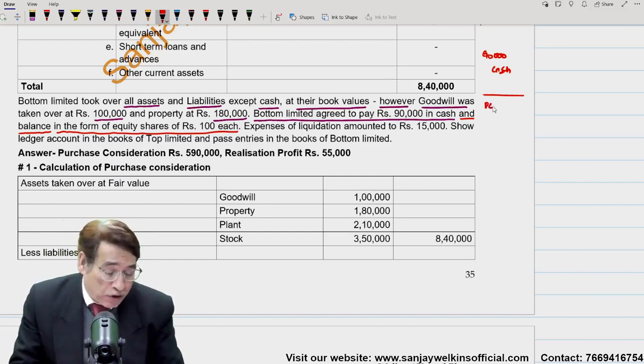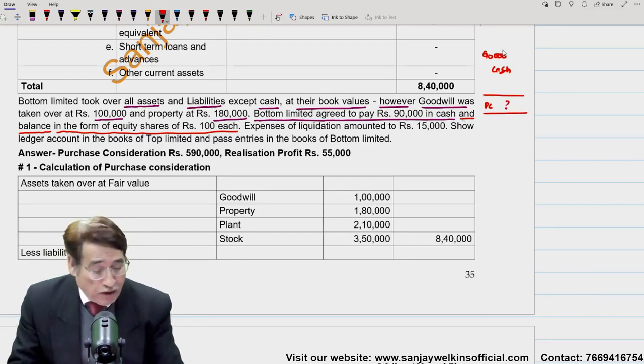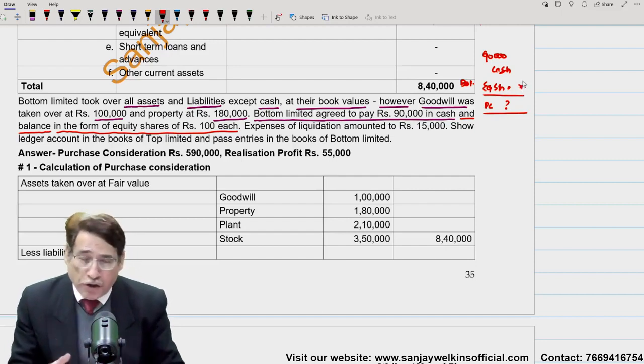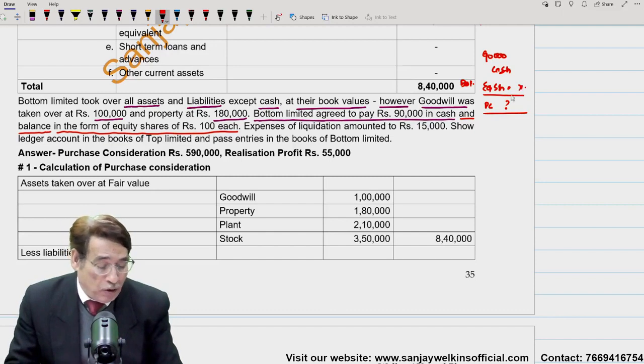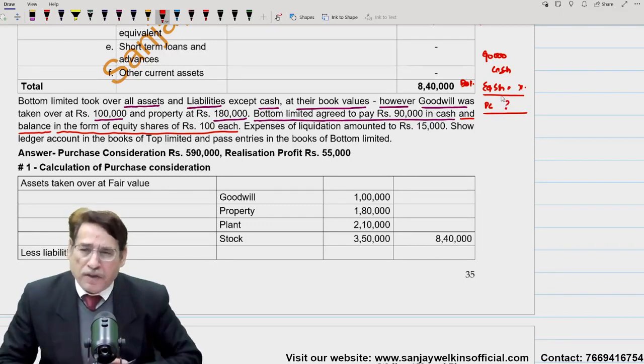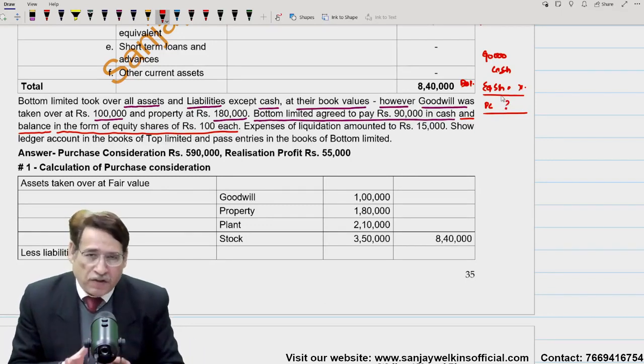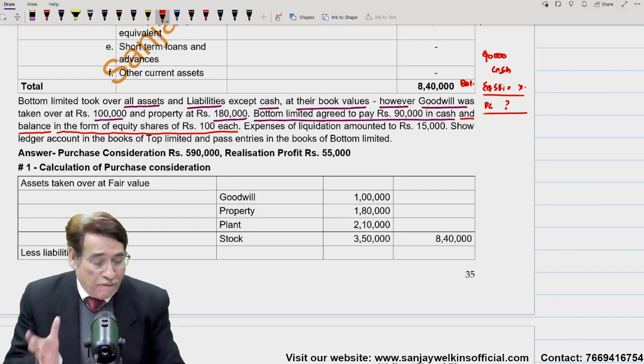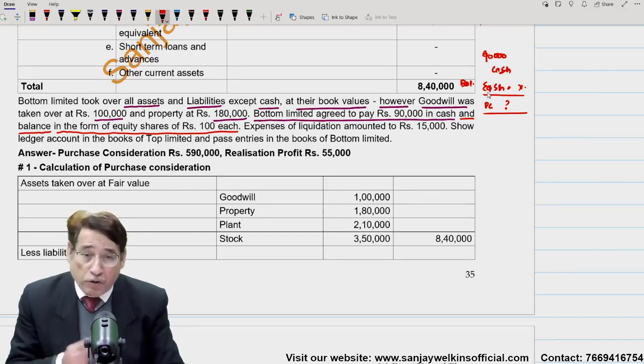In this particular question, you have noticed that total purchase consideration is not given. However, you are being given that the purchasing company is going to give you 90,000 in cash. And further, it is written that the balance will be provided by issue of equity shares of rupees 100 each. That means whatever balance is there will be paid through equity shares. But the problem is that we cannot find out the balance amount unless we have the amount of purchase consideration. I told you a moment ago, there are three methods of computing purchase consideration. In this question, we shall have to apply the net assets method to compute the purchase consideration.